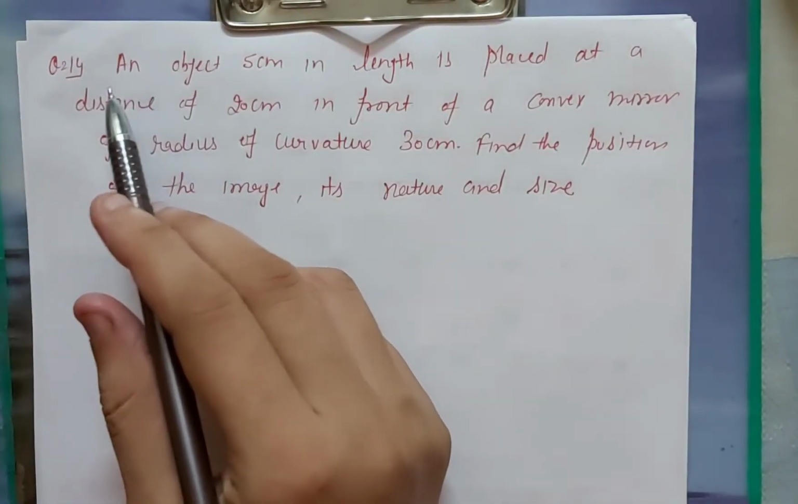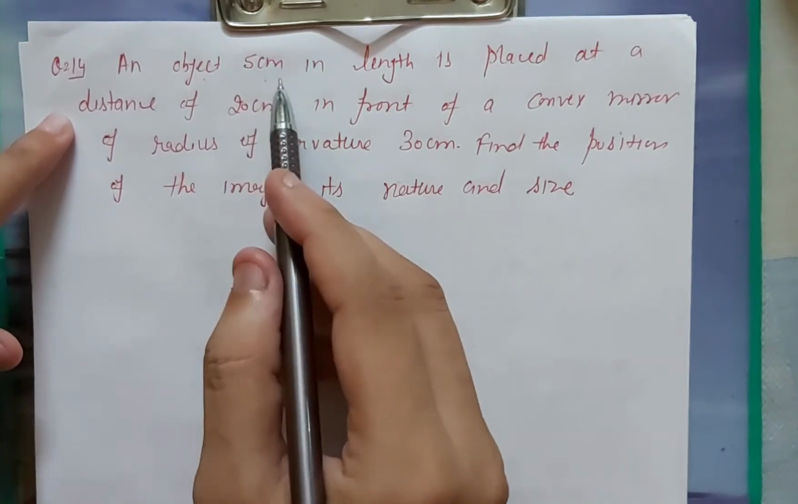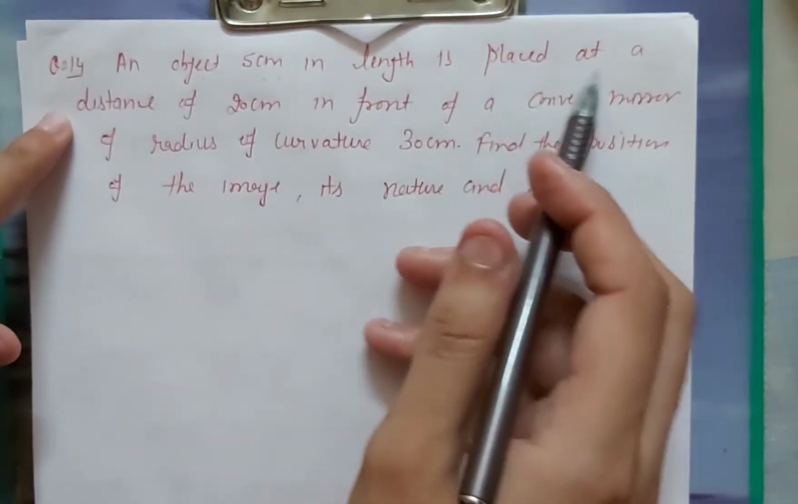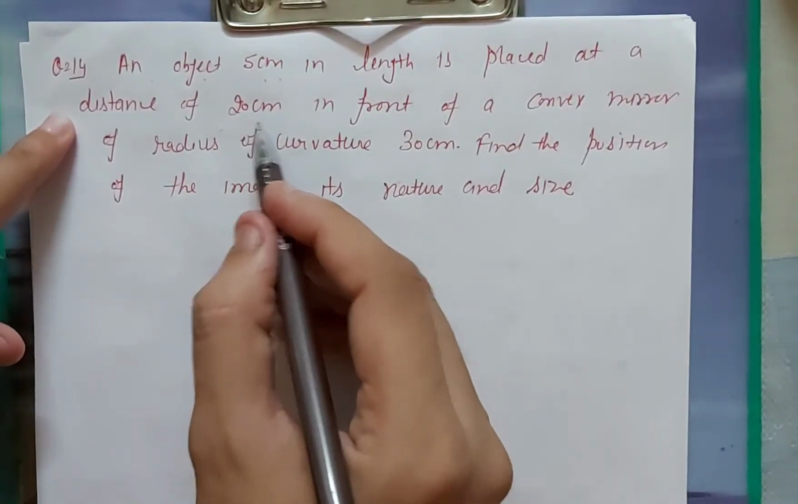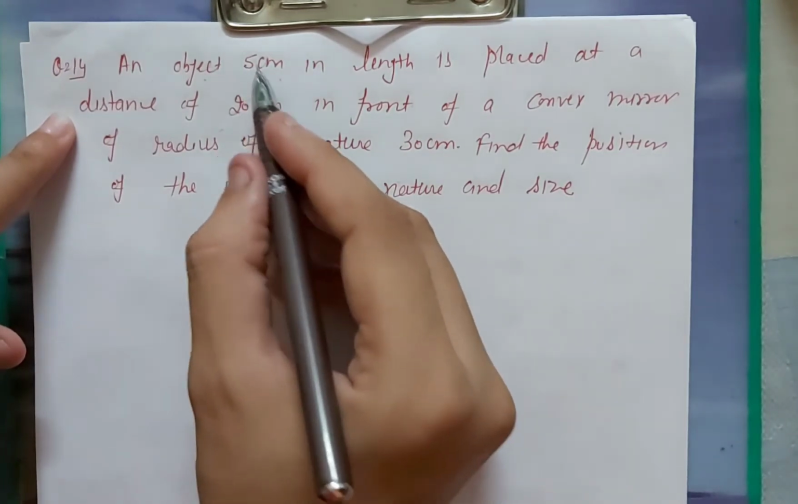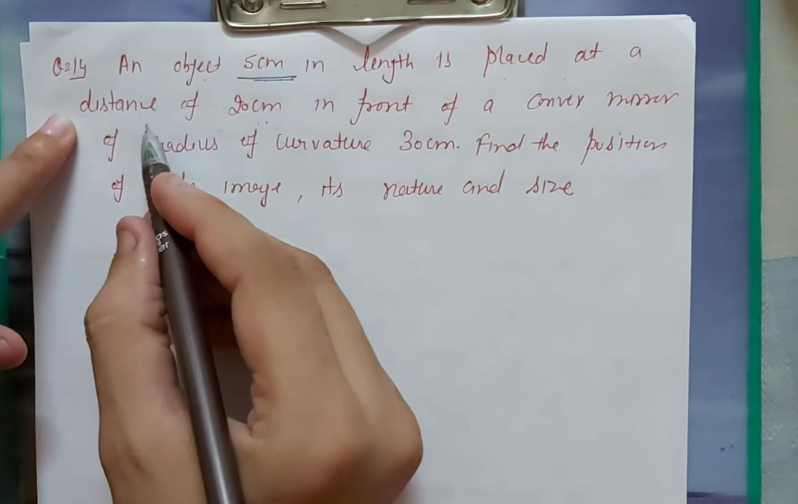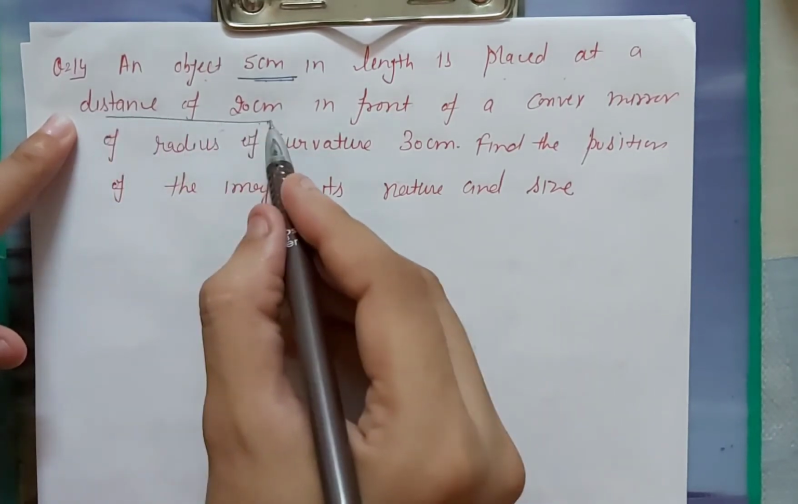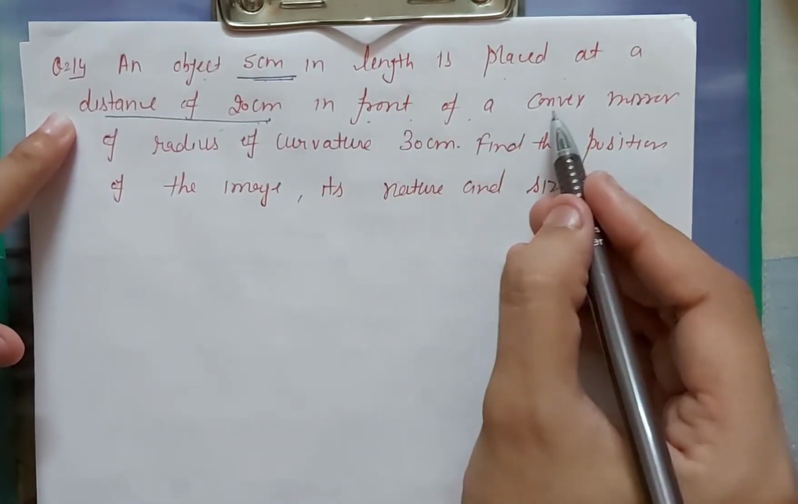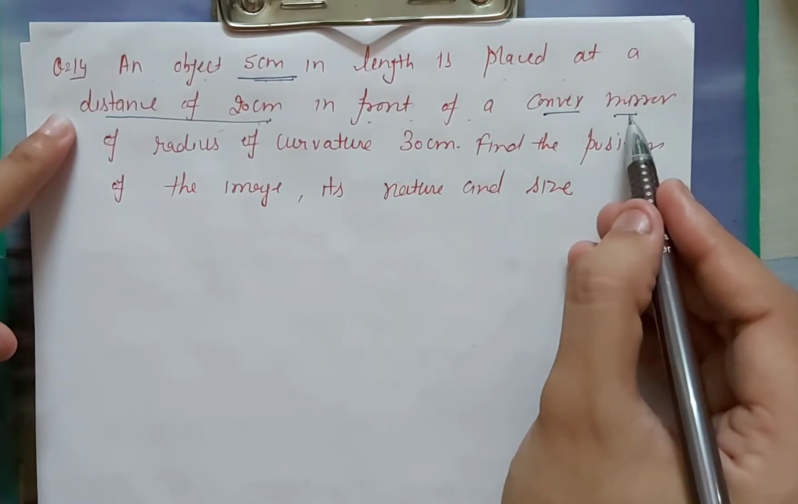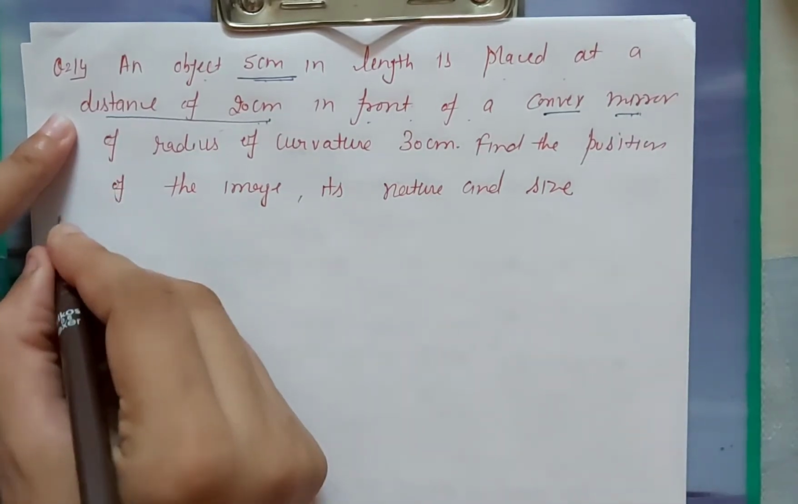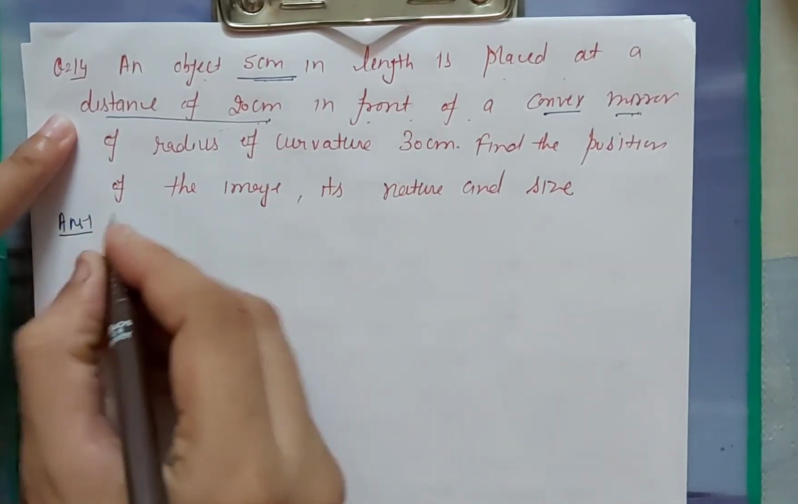Next is 14th question. An object 5 cm in length is placed at a distance of 20 cm. Here the length of the object is given, and it is placed at a distance. So the object distance is given as 20 in front of a convex mirror. Which type of mirror is here? Convex mirror.